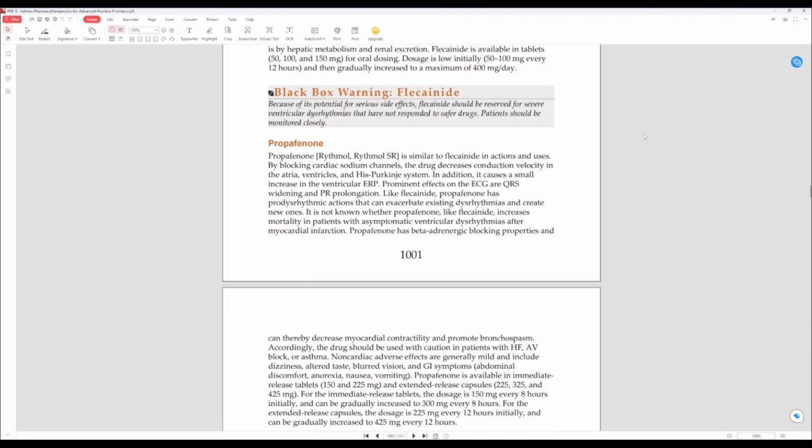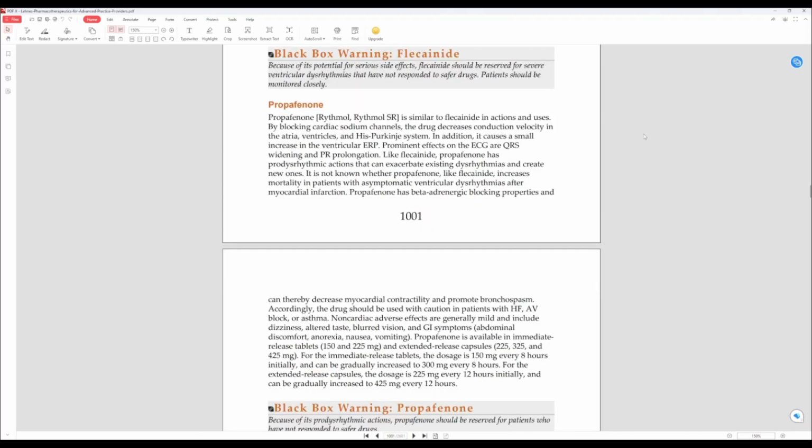This brings us to propafenone, also known as Rhythmol. It is similar to flecainide in action and use. By blocking cardiac sodium channels, the drug decreases conduction velocity in the atria, ventricles, and His-Purkinje system. In addition, it causes a small increase in the ventricular ERP. Prominent effects on the EKG are QRS widening and PR prolongation.